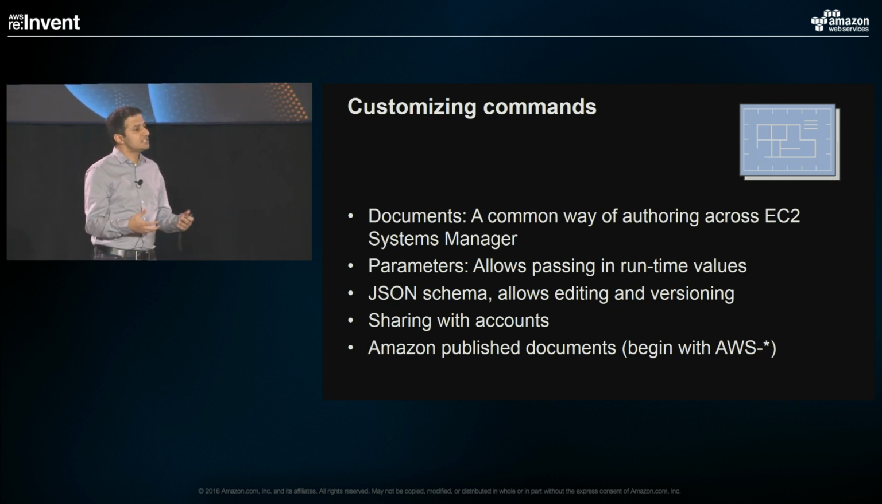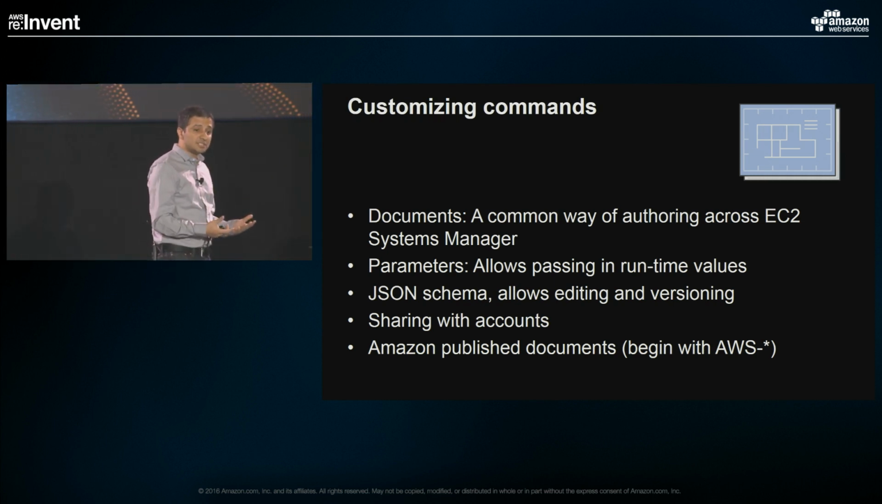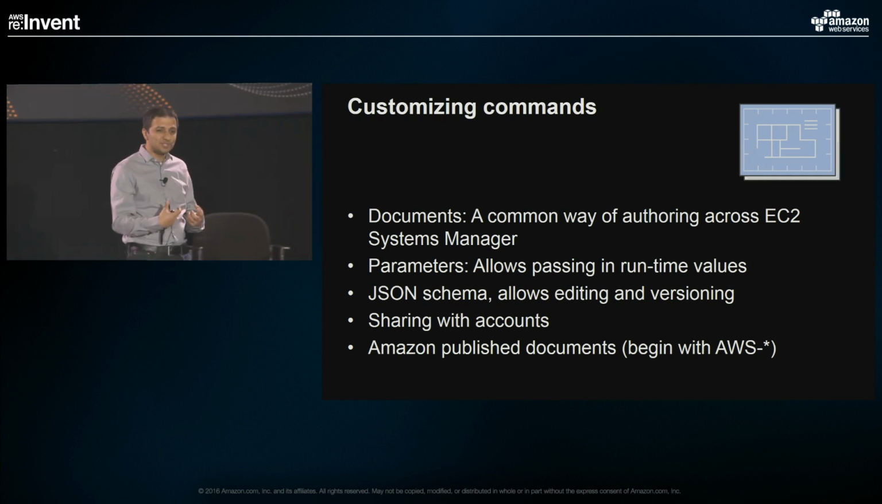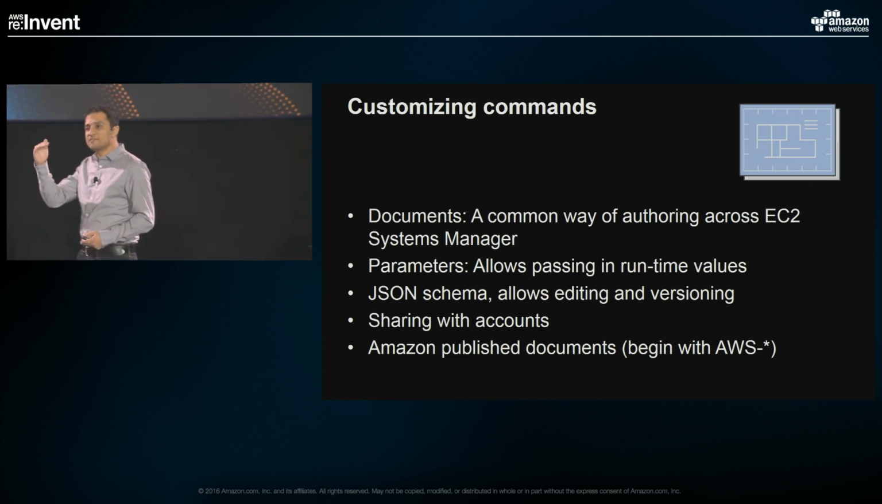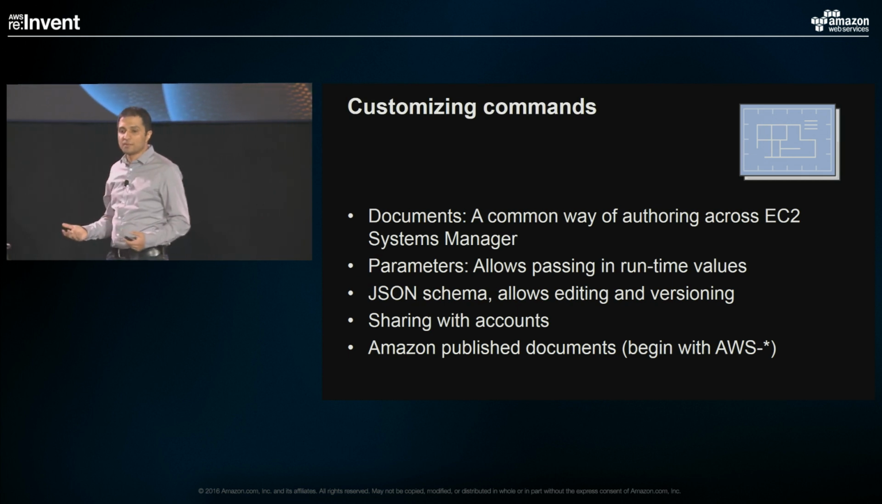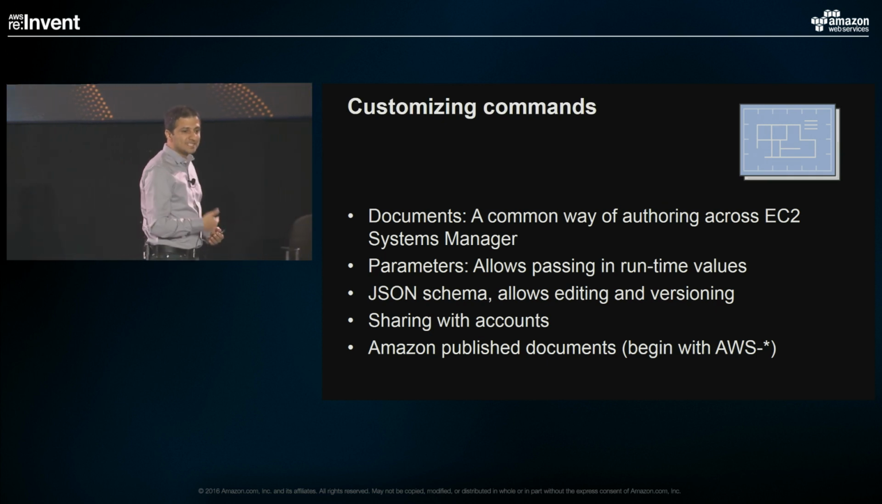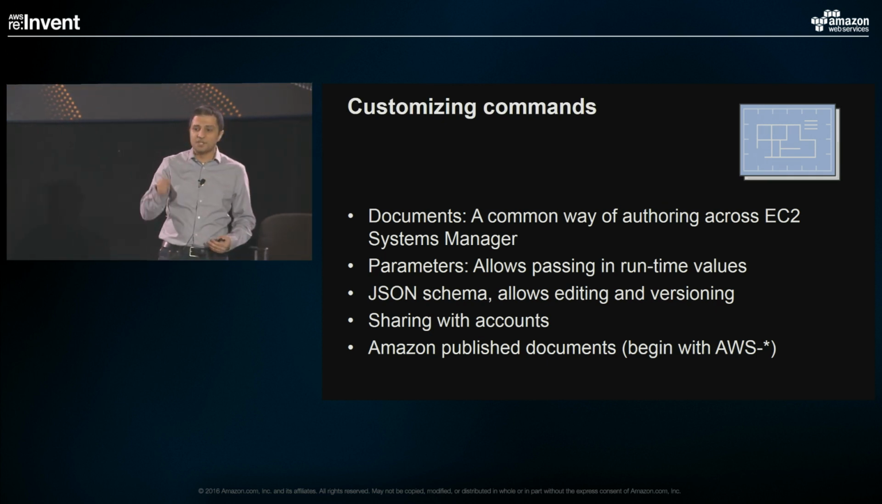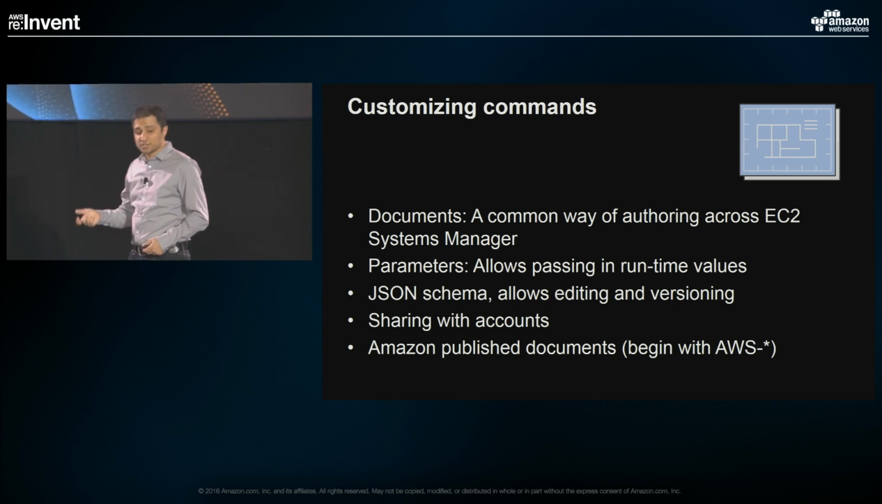And a document is a simple JSON schema. It has a few key aspects, things like what are the parameters that this document takes? What is the input of the document? It also takes steps. So what is the specific sequence of things that you want to perform? And it also lets you do versioning and editing. So for example, you can edit a document, and you can make a specific version of the document, the one that everyone references and uses.